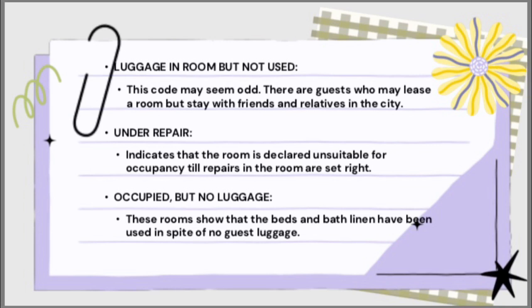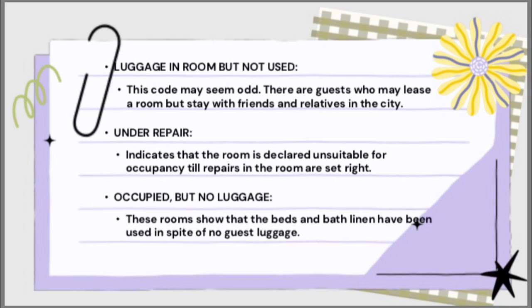Next is under repair. Under repair indicates that the room is declared unsuitable for occupancy until repairs in the room are set right. So this is a temporary situation where the room can be released in a short time.